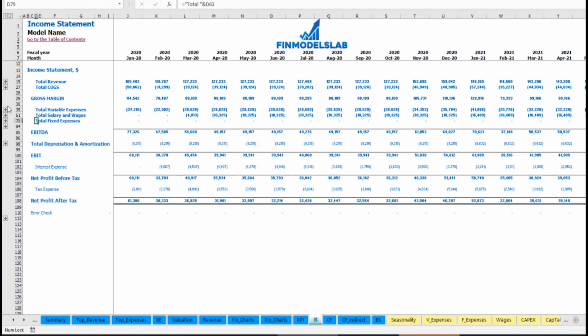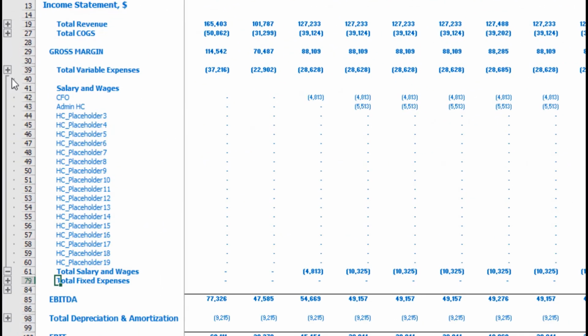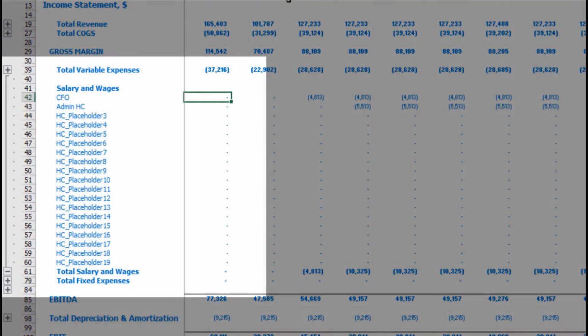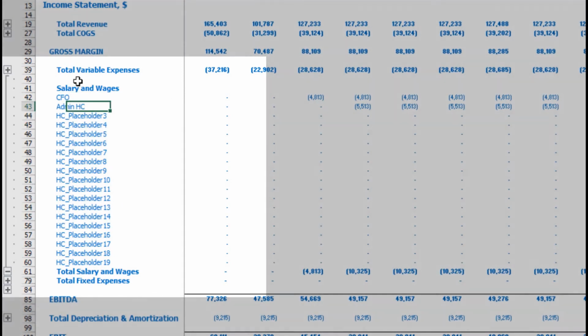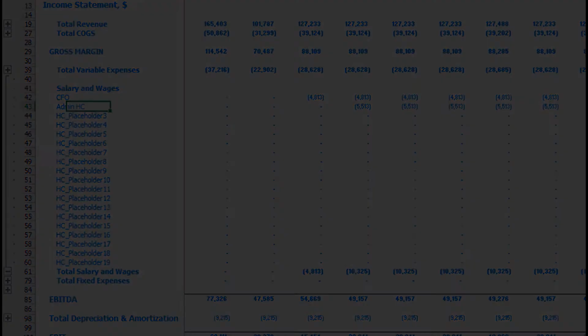You may see in the income statement total salaries and wages, and here you may see the total amount of bonuses, payroll taxes, and wages for these headcounts.